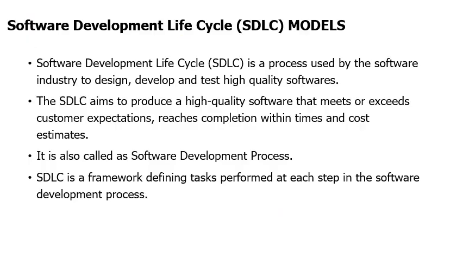So what is software development life cycle? Software development life cycle is a process that industries use to design, develop and test high quality software. SDLC aims to produce high quality software. Any software has to meet the customer expectation and reach completion within the estimated time and cost. So it is known as the software development process. SDLC is a framework for defining the task at each step, and these steps will be followed at each and every stage.